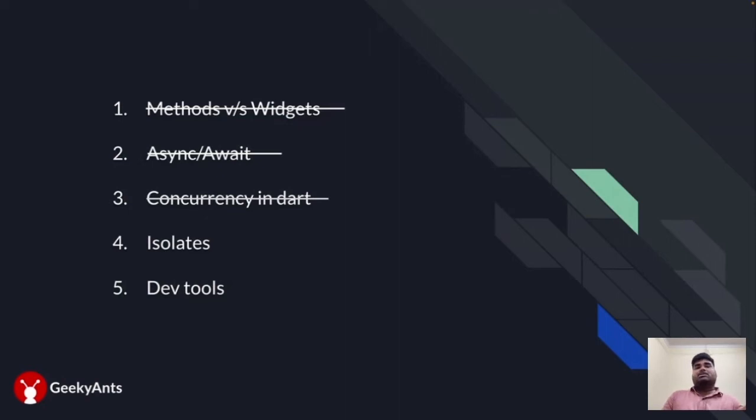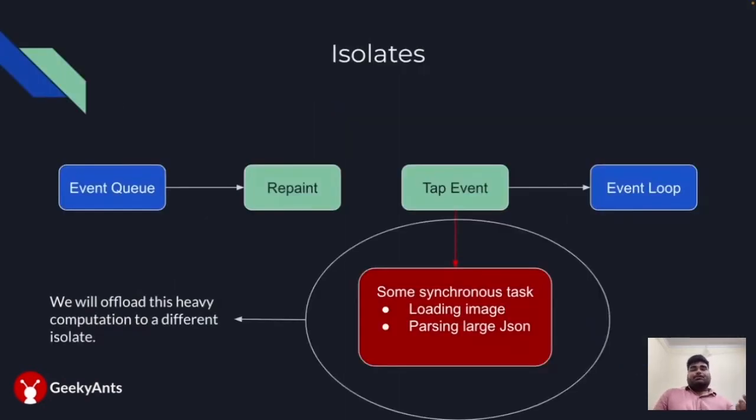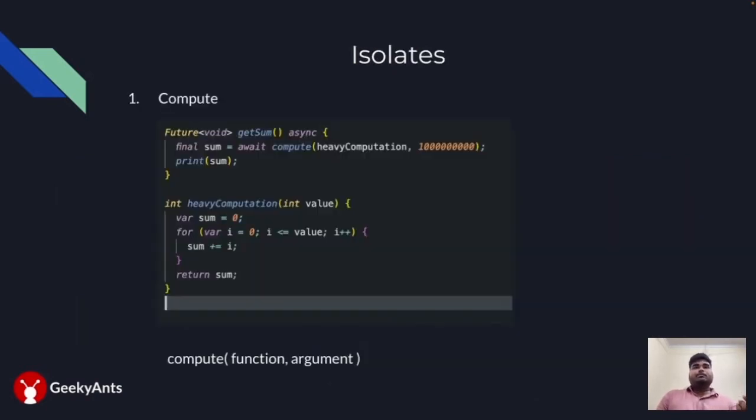And that brings us to our next topic, isolates. As I told you, this is a synchronous function, this is going to take time. Dart is a single threaded language. It can't handle all the synchronous functions on the same thread. So we try to offload this heavy computation to a different isolate. That's simple. If one worker is not able to perform all the tasks, hire a new employee, hire a new worker. That's easy. So how do we do that?